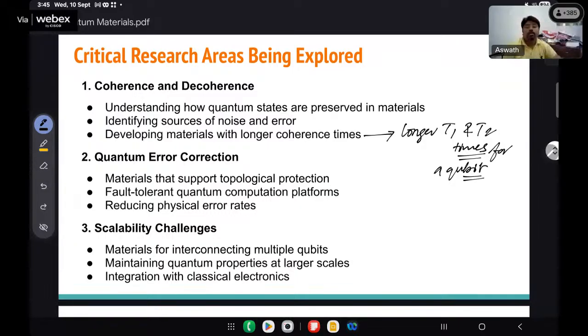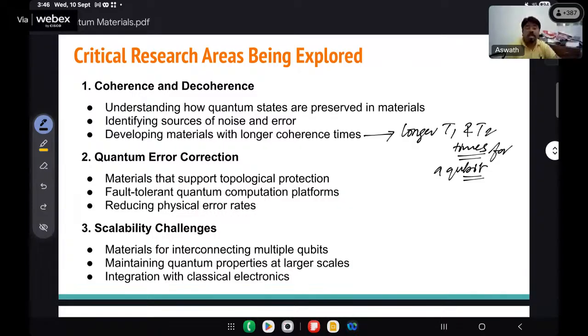Okay, and the quantum error correction materials that support topological protection and fault tolerant quantum computation platforms, reducing physical error rates. Okay, so with better quantum error correction, one can come up with material based correction. What is a material based correction? One thing could be you realize qubits out of topological materials. In that way, the topology protects the system from external deformation because of the external involvement.